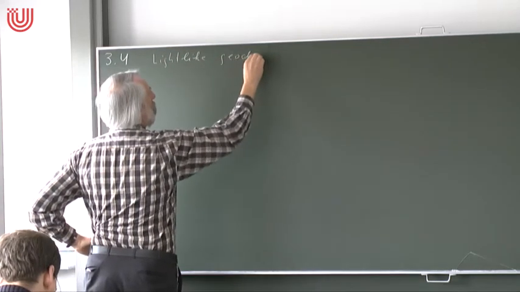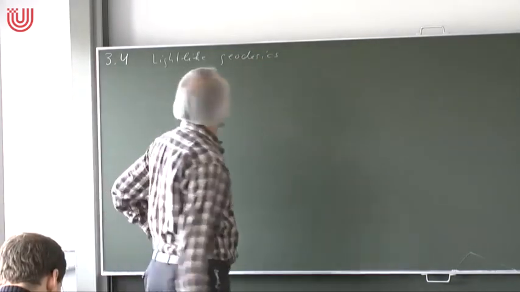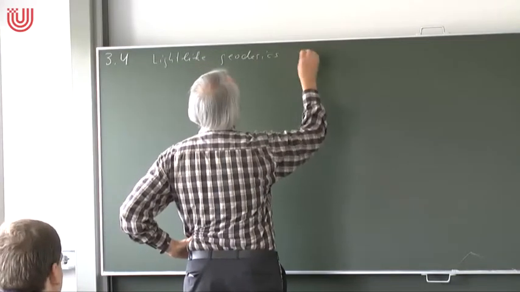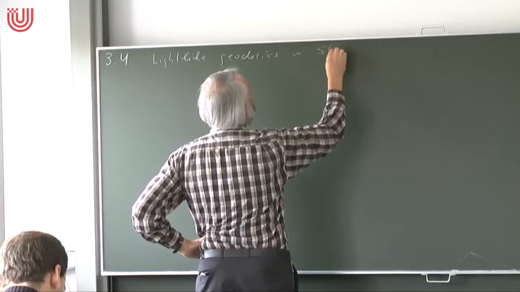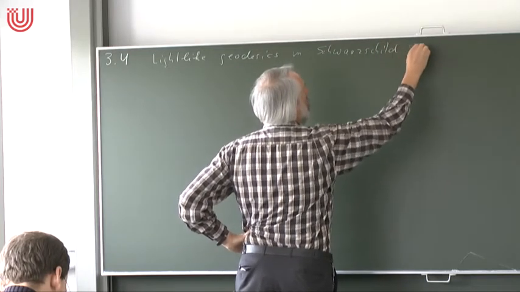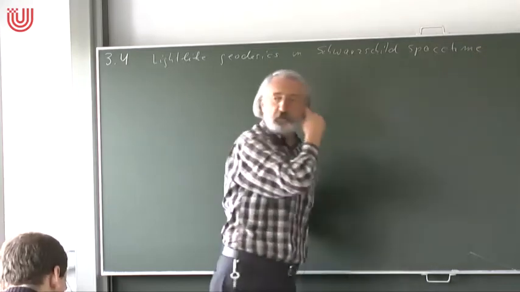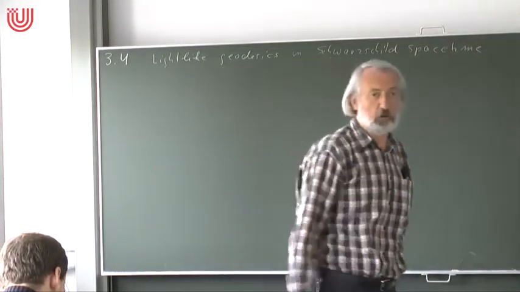And I will concentrate on things which are relevant for black holes. This means for light rays which come close to the horizon in Schwarzschild spacetime. So one of the main goals of today's lecture will be to understand what we mean when we speak of the shadow of a Schwarzschild black hole.